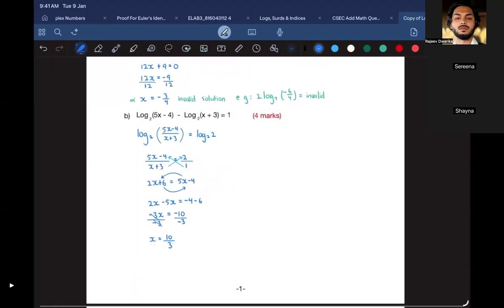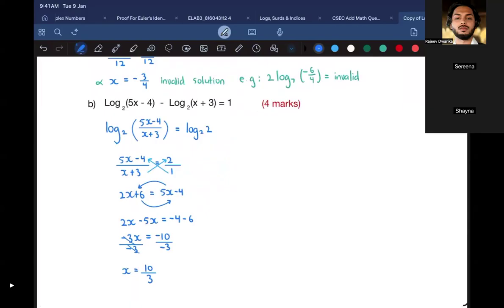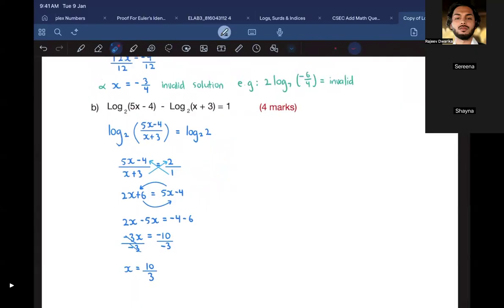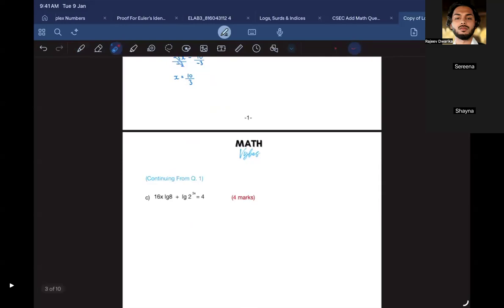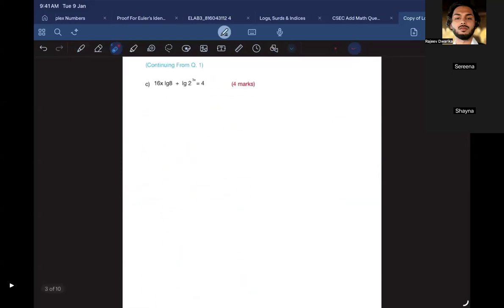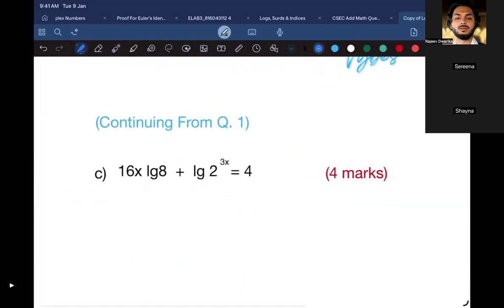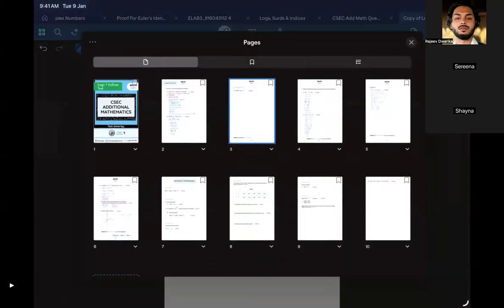I'm going to ask if you're okay with that result. Yes, sir. Right, and if you put it back into the brackets, you'll see that you'll get positive results for everything. So it's a valid solution. Are you okay with that? Yes, sir. Right? Before I end class, let me just do this question because if we do that, we finish with the log and indices test.